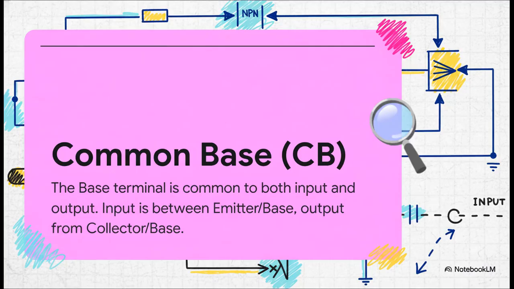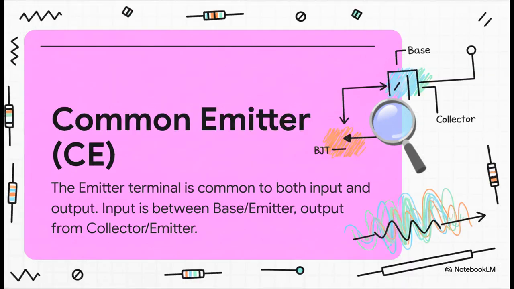First up, we have what's called the common base configuration. Now, the name gives it away, right? The base terminal is the common ground point that the input and the output both share. You feed the signal into the emitter, and you take the output from the collector. Simple as that.